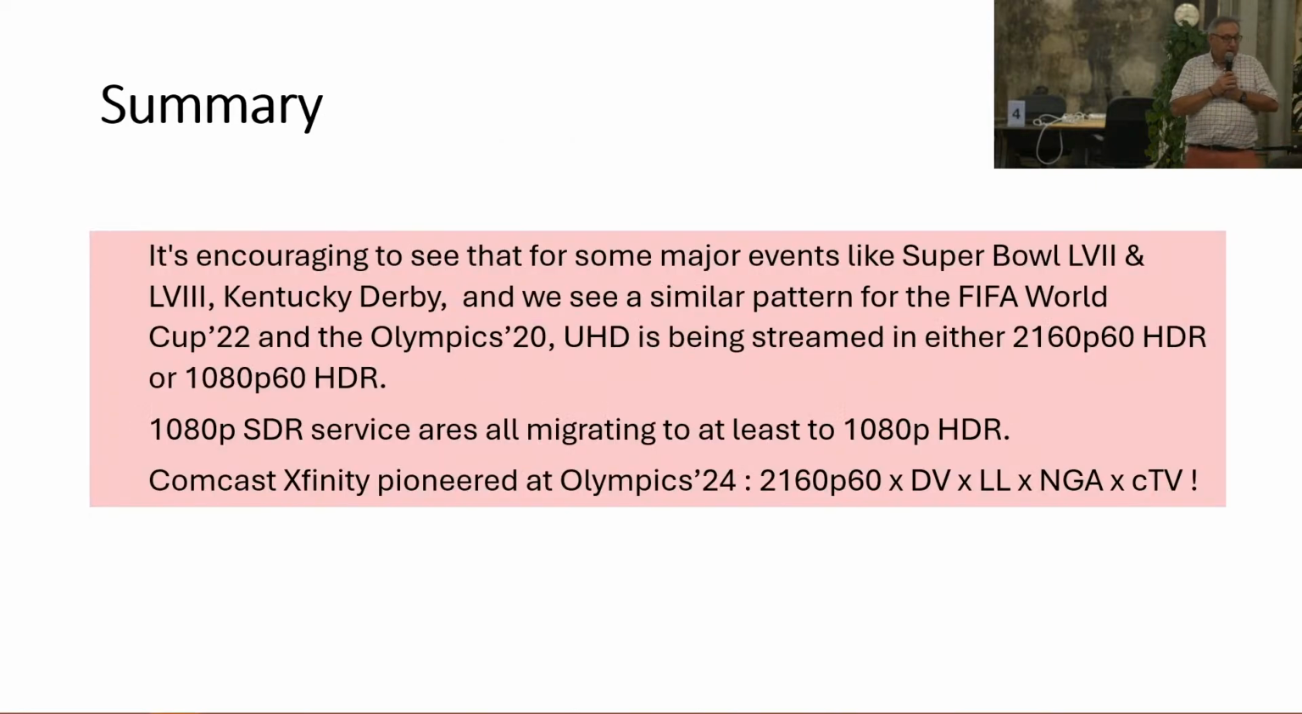So in summary, it's encouraging to see that some major events like Super Bowl, Kentucky Derby, and we see also similar things happening with the FIFA and the Olympics. UHD is being streamed either in 2160p60 HDR or 1080p. 1080p services are all migrating to at least 1080p HDR, but they do that at their own pace. Both basically technical teams saying it's not possible, or if it's possible, only on some device and whatsoever. Comcast Xfinity has really pioneered at the Olympics for several reasons. First, 2160p60 streaming on the managed network, so that's maybe less challenging than traditional CDN. Dolby Vision, low latency, NGA to a connected TV. Interesting.